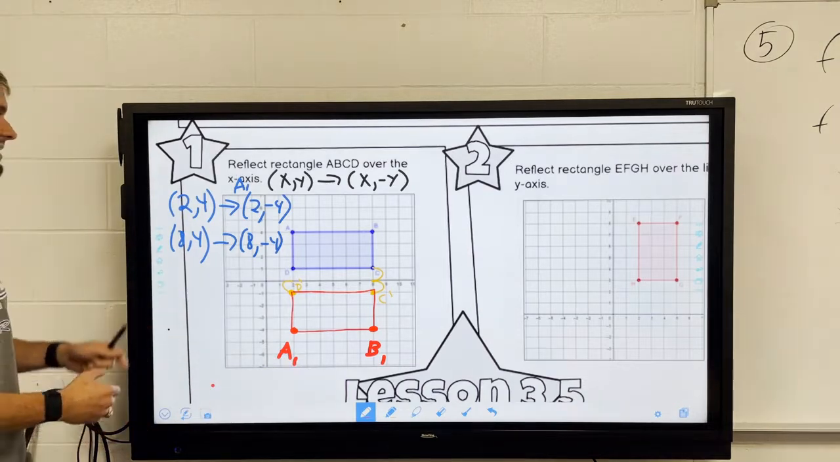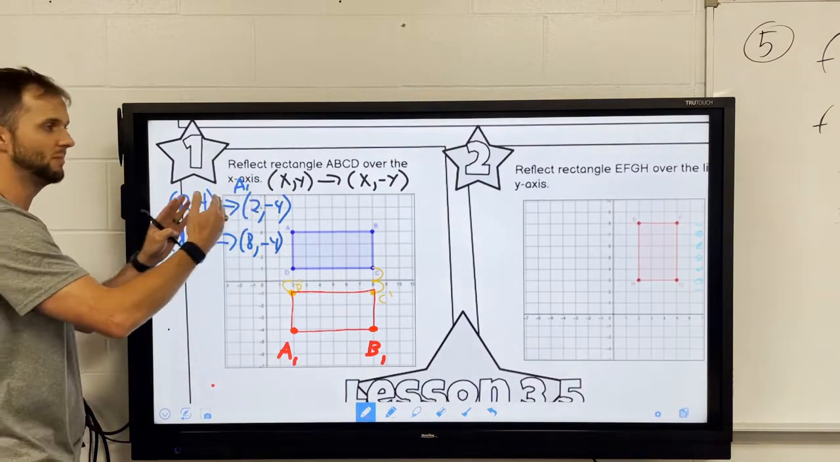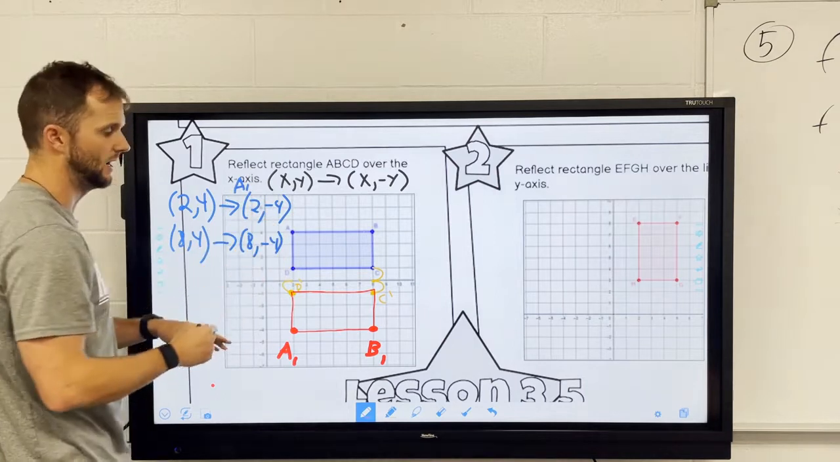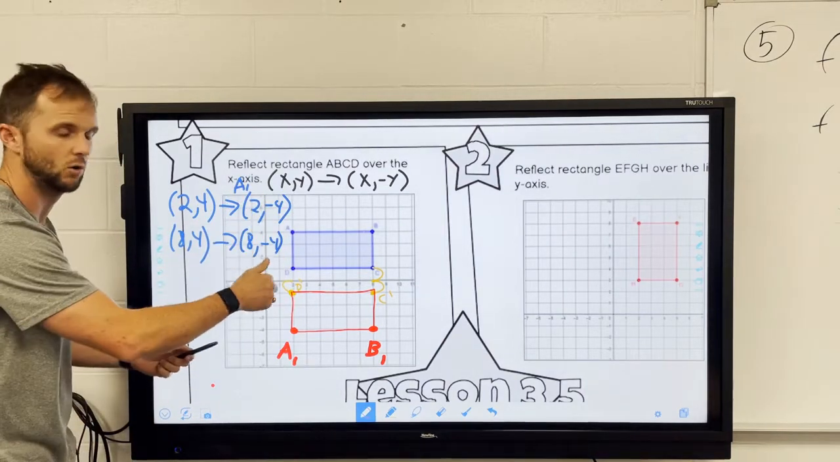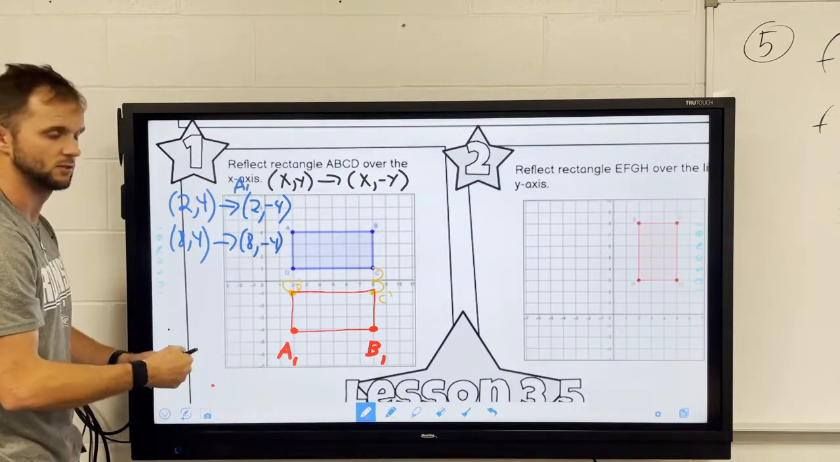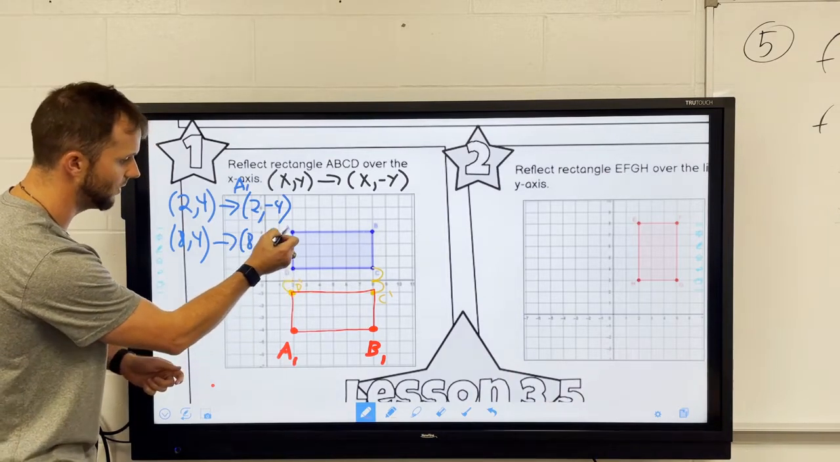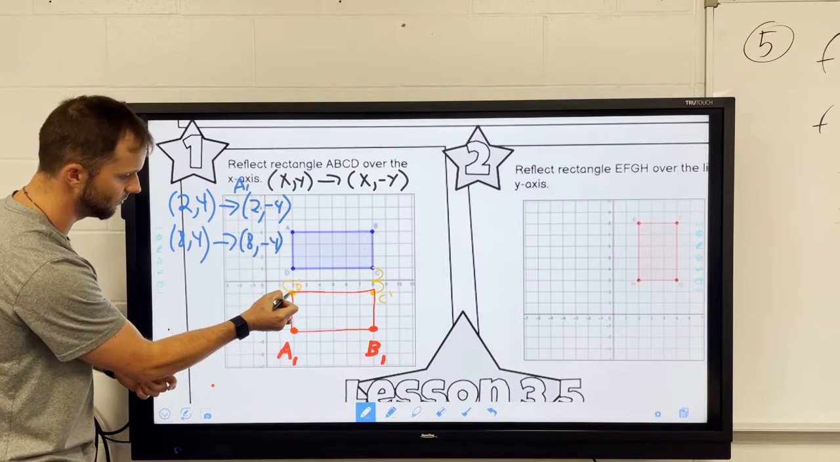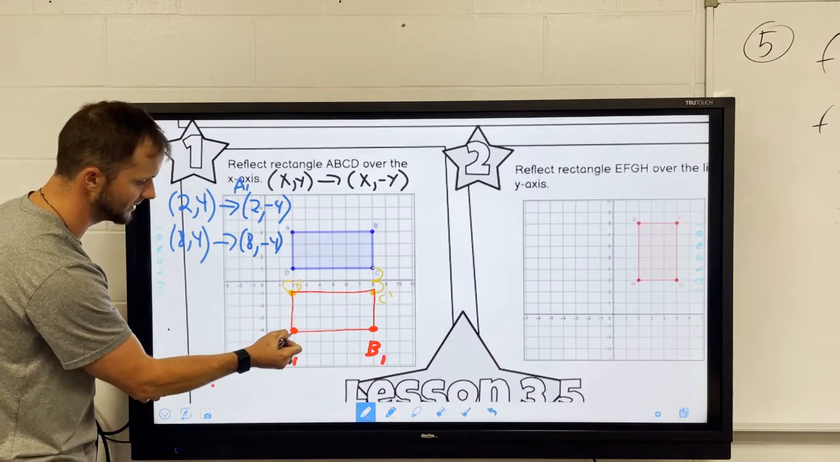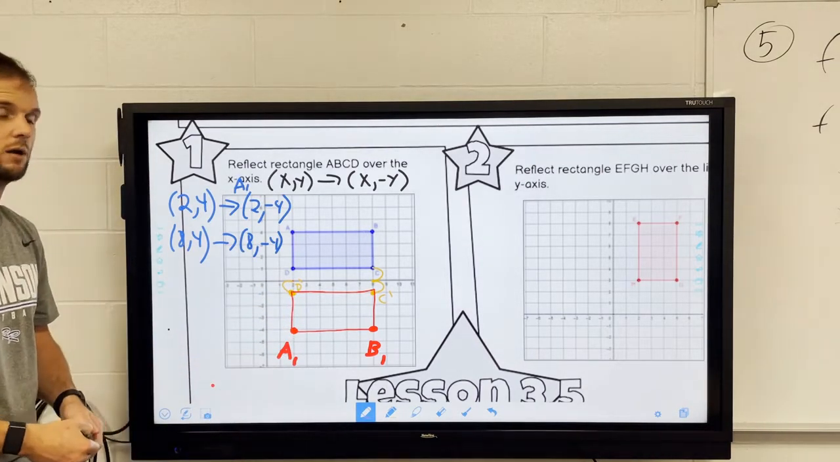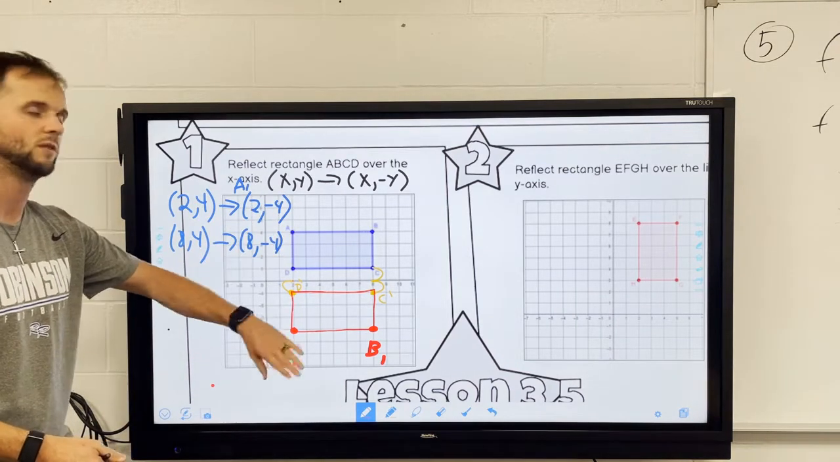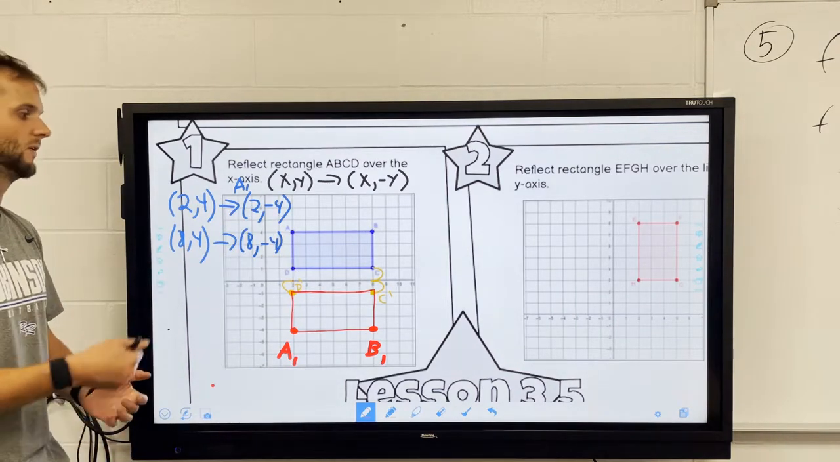So I showed you guys how to do it mathematically by using the formula. I also showed you how to do it by counting, going from the x-axis and counting. So for instance, go to A, from the x-axis, 1, 2, 3, 4. Go back to the x-axis, 1, 2, 3, 4, and it landed exactly where I plotted it earlier. So this is reflecting over the x-axis. Let's jump over to example number 2.